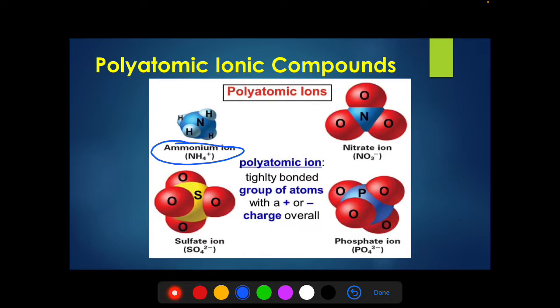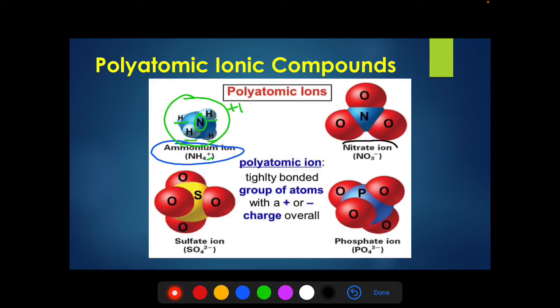NH4 plus 1. So what that means is you have a nitrogen and 4 hydrogen atoms, and they come together and they form a bundle. 1 nitrogen atom and 4 hydrogen atoms form a group or a bundle, and together that group has a positive 1 charge. So it's not that the nitrogen is plus 1 or the hydrogens are plus 1, but together the entire group of atoms has a plus 1 charge. So the group lost an electron.